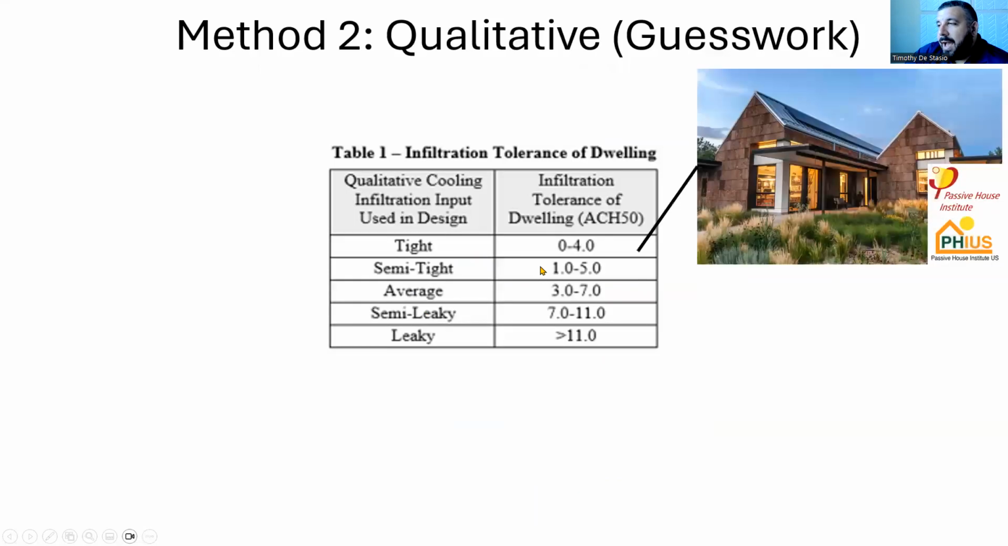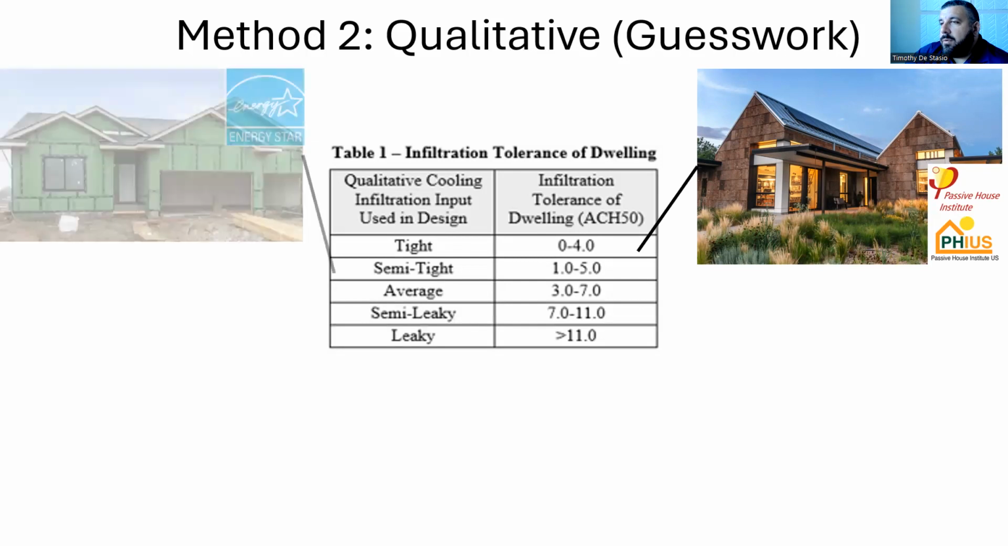So there are maybe a few guidelines. You never want to use tight unless you can prove it with a blower door. So tight, and we're talking about 0 to 4.0 infiltration, you're talking about a high performance home. Typically, those homes are going to have a blower door test associated with them. Use that blower door number.